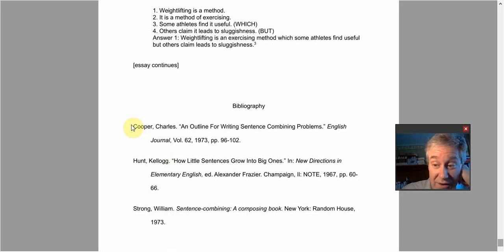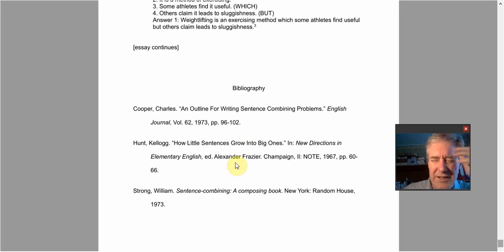Then they're listed in a certain order, in alphabetical order. So it's C, Cooper, H, Hunt, S, Strong. So C comes before H comes before S. So they're listed like this. This is so it's easy to find the one that you want, right?